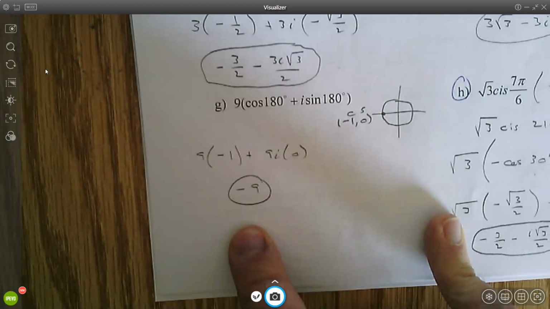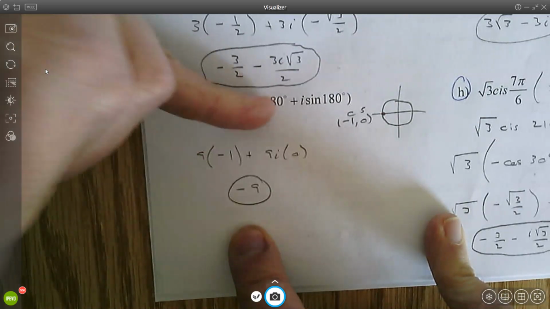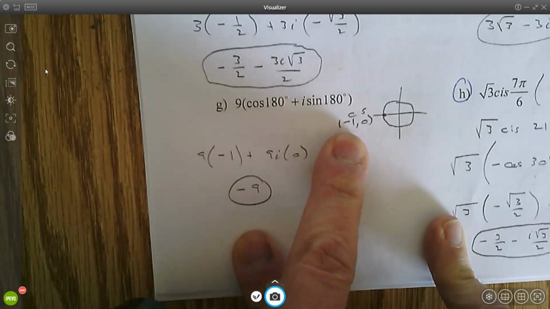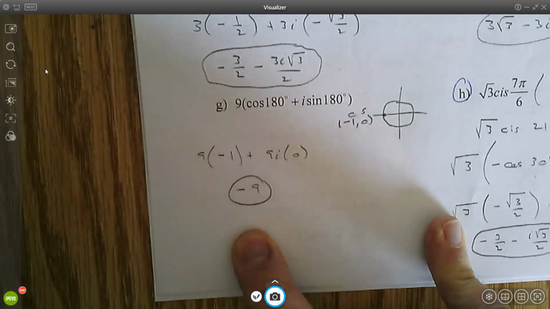And I really like G because it gets into quadrantal angles. So this is just going to be negative 1 for cosine of 180 and 0 for sine of 180 using the unit circle. So that part of the lesson is converting from polar or trigonometric form to complex form.